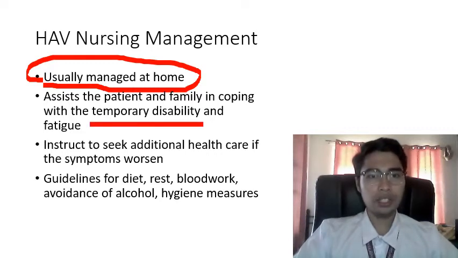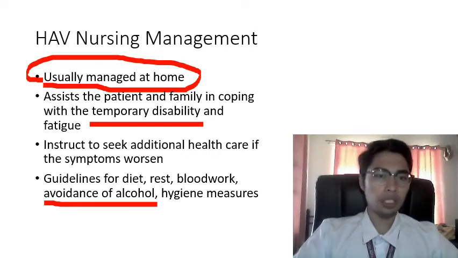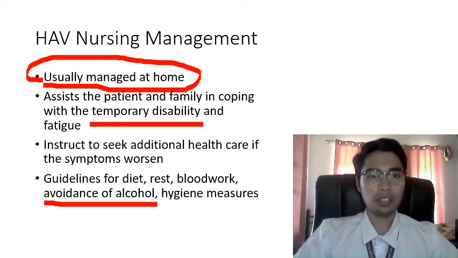Instruct to seek additional health care if the symptoms worsen, just like I said earlier. Guidelines for diet, rest, blood work, avoidance of alcohol. Why? Because if you drink alcohol, your liver will be on much harder work, tackling both the infection and the toxic nature of the alcohol. So the liver will be in much more exhausting work.